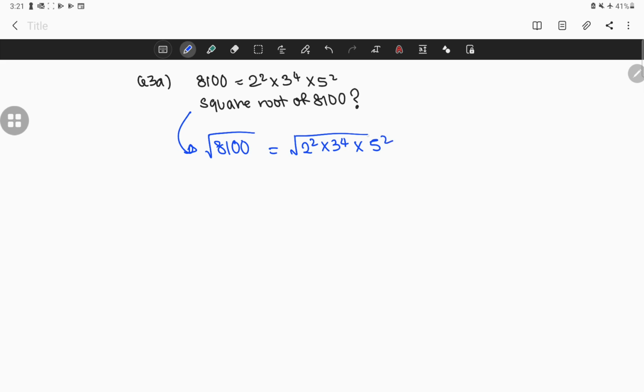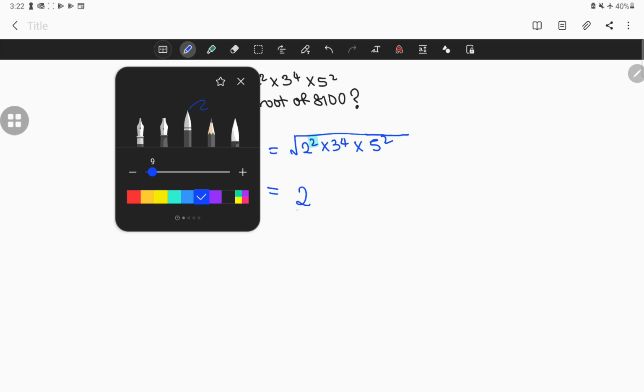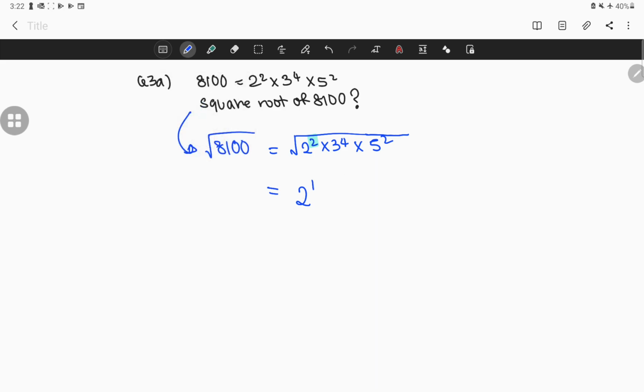And one thing to know is that our line has to cover everything that's inside. Okay? And then, because there's 2 here, we will write 2 there as well. Now, the index is 2. So 2 divided by 2, that would give us 1. Correct? 2 divided by 2, that would give us 1.